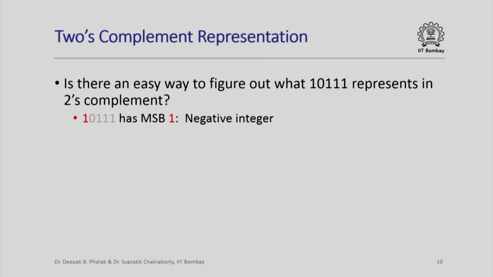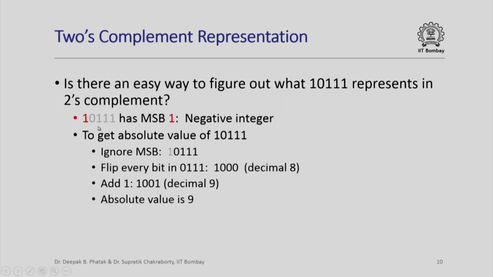So you first look at the MSB, and the MSB here is 1, which means the number is a negative number. Then to get the absolute value of the number, you ignore the MSB and look at the rest of it. So in this case it is 0111. The first thing you do is flip every bit in this part which you obtain after ignoring the MSB. So 0111 with every bit flipped becomes 1000. This process is also called taking the ones complement. So 1000 is the ones complement of 0111, and this, as you would recognize, represents the decimal number 8.